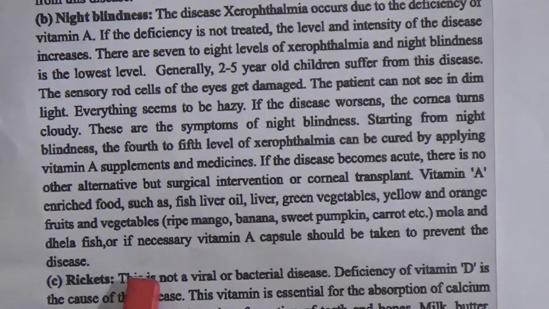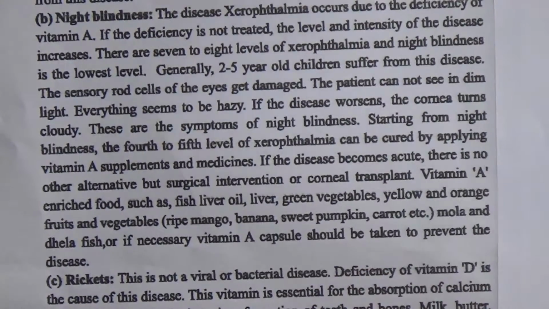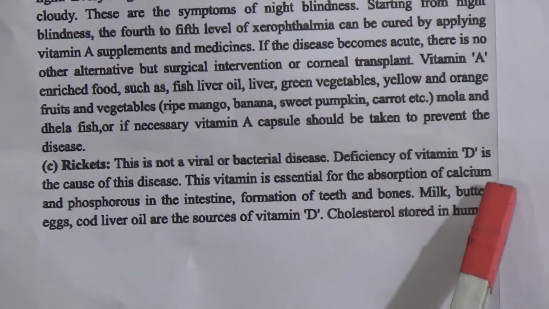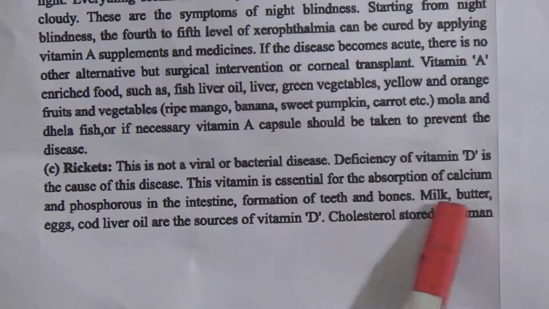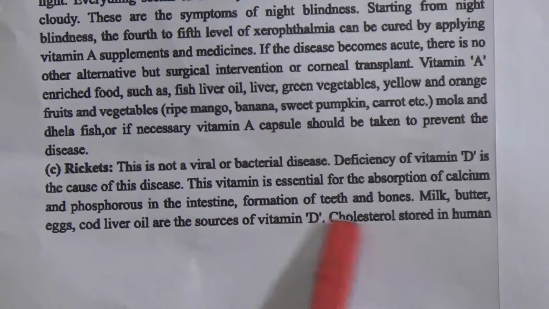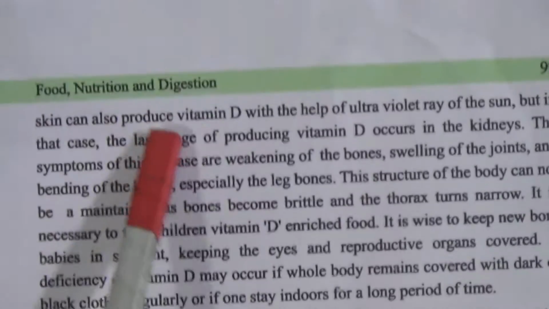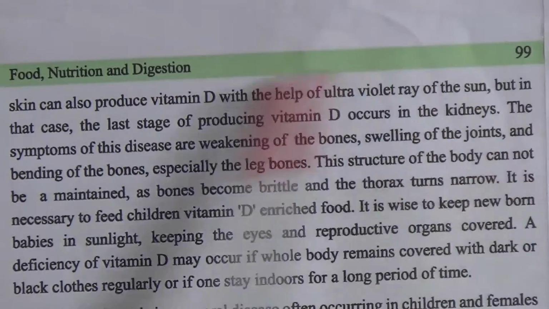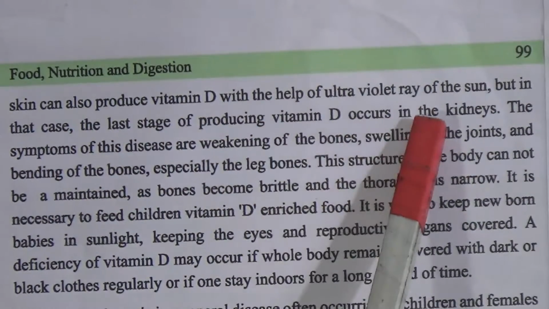Now come to rickets. This is not a viral or bacterial disease. Deficiency of vitamin D is the cause of this disease. The vitamin is essential for the absorption of calcium and phosphorus in the intestine, and for the formation of teeth and bones. Milk, butter, eggs, cod liver oil are the sources of vitamin D. Cholesterol stored in human skin can also produce vitamin D with the help of ultraviolet rays of the sun. But in that case, the last stage of producing vitamin D occurs in the kidney.